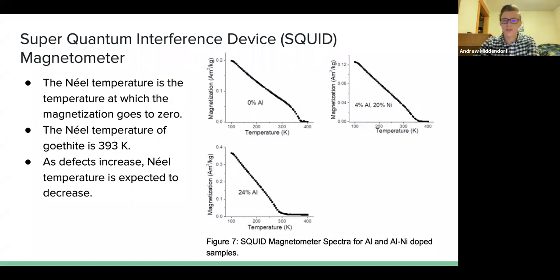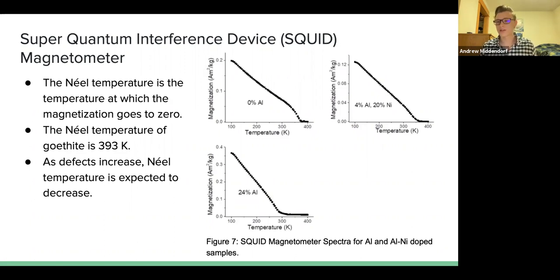So if you look at our samples on the right there, you can see with the 0% aluminum sample, we get this magnetization to go to 0 around about 370 Kelvin. This indicates to us that we had goethite present, but it probably wasn't the purest goethite. And then as we increase defects, we expect this Néel temperature to decrease.